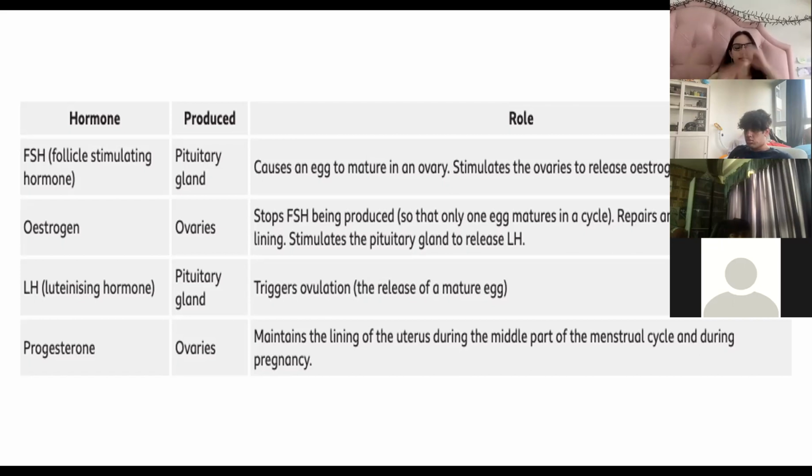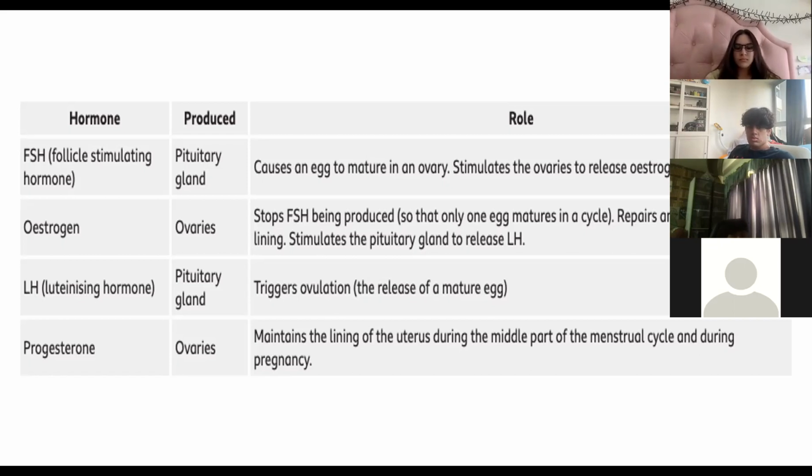Again. So these ovaries, it's like stages. FSH matures the egg, stimulates the ovary for estrogen. Now estrogen, that is, ovaries are stimulated, estrogen is produced. It will tell FSH to stop, and it will repair the uterus and then stimulate the pituitary gland again for production of LH.